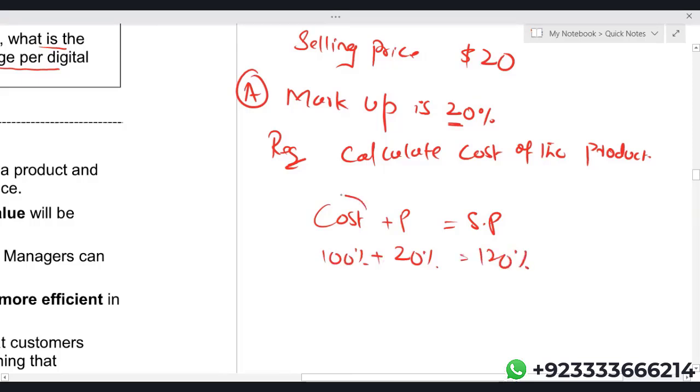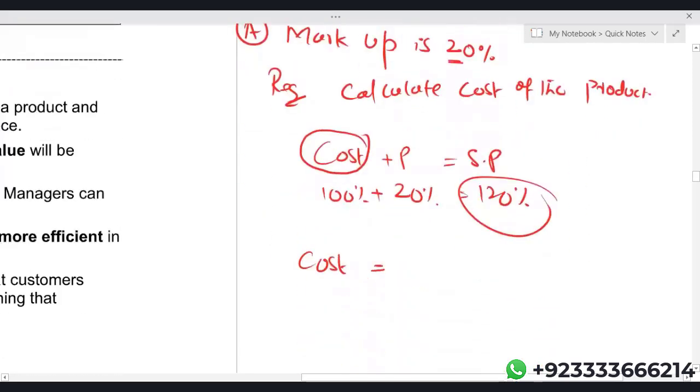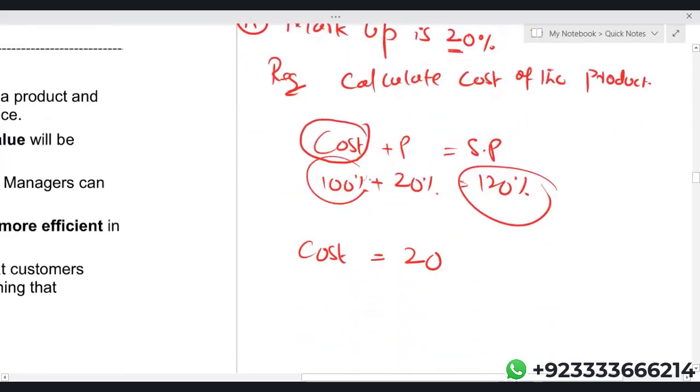Now we need to calculate cost. We have been given a selling price, which is 120%. So very simple. Cost is equal to, the selling price is 20. I need to get this cost. So multiply by 100, divided by 120. Selling price 20 is actually representing 120%. And we need to find out 100%. So 20 multiplied by 100, divided by 120. Students, I'm getting 16.667. So this is the cost.